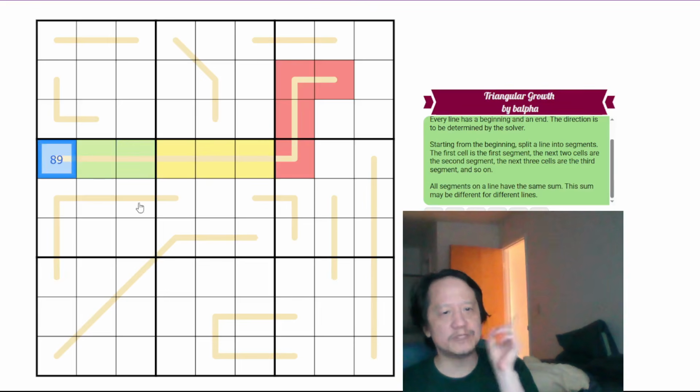What happens if this is 8? If we have 8 here, this would either be 125.